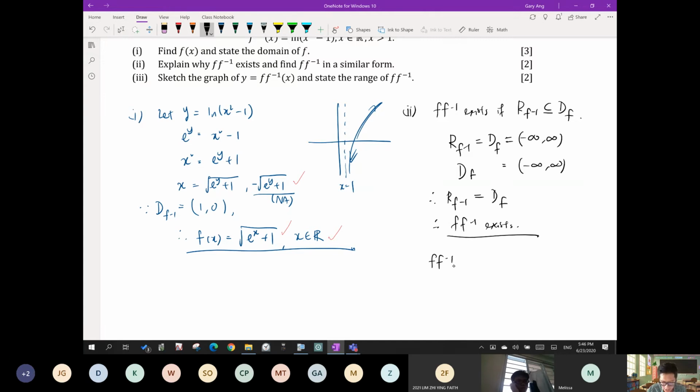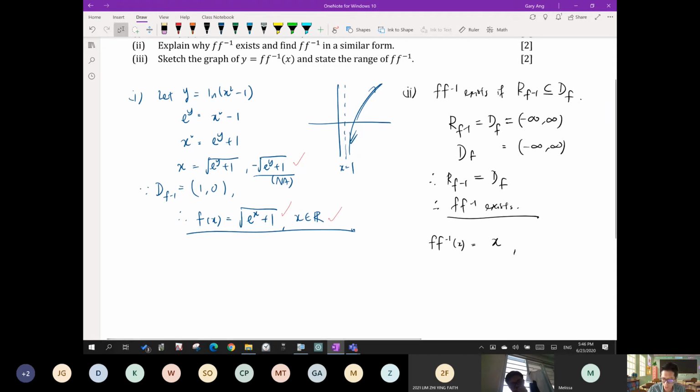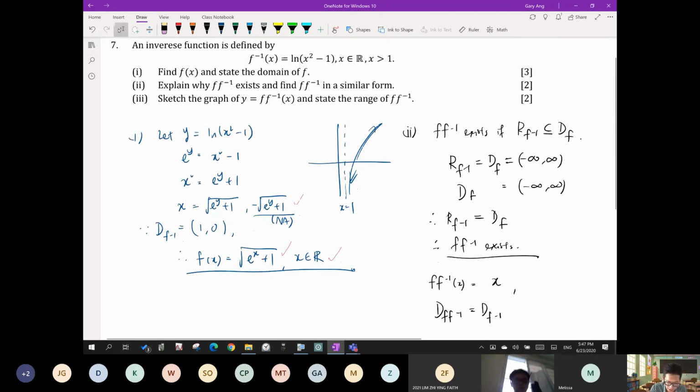f inverse x. Okay, pay attention. f inverse x, you don't need to find out. It's confirm x. That's all. You just need to give the domain. All right, and the domain of f inverse is given from the start, which is this one. Okay, so x more than 1. Done.